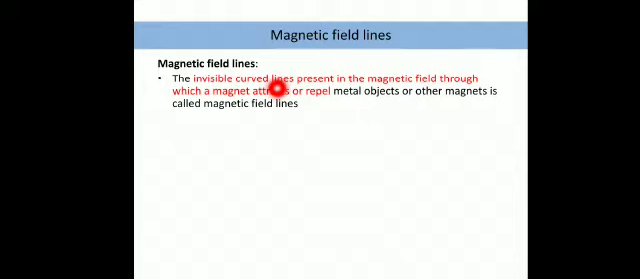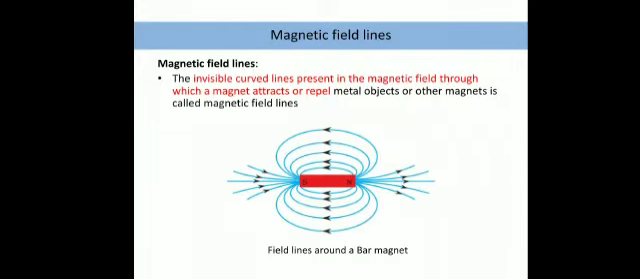With some experiments we can find out whether they are there or not, but they cannot be seen with the naked eye. So these are invisible lines present inside the magnetic field, inside the area that we have seen, through which a magnet attracts and repels. As you can see here, these are invisible lines. Let's say this is a magnetic field line, so this whole area is a magnetic field. I hope all of you can see.